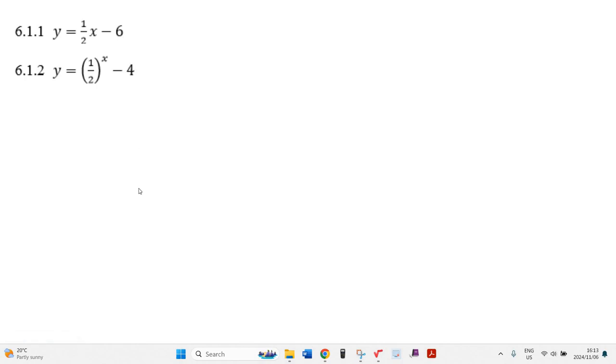Okay, it's time for the four functions here. The first one, you've got to look at that and go, I know what that is. It's a linear equation because it's just x by itself, 1/2 x minus 6. And there's a system for doing these things.